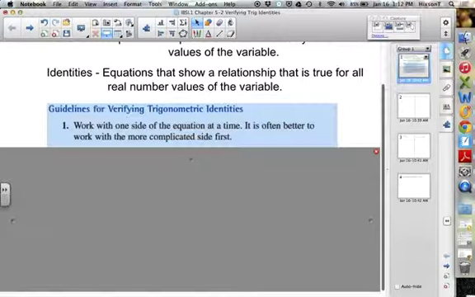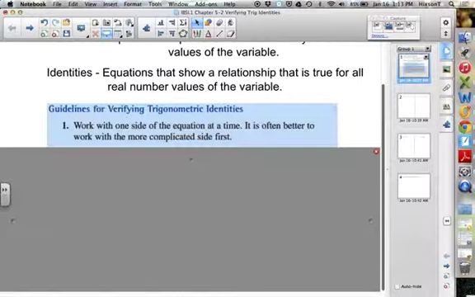Okay, so let's take a look at some guidelines here. Guidelines for verifying trig identities. First of all, only work with one side of the equation at a time. And just as a general rule, we usually start with the more complicated looking side first. Because if we can simplify it, we can get it to look like the simpler side.